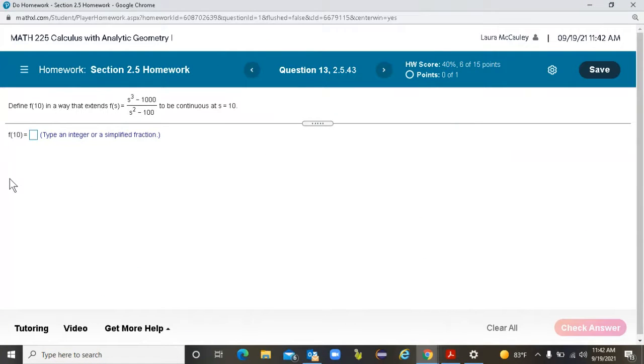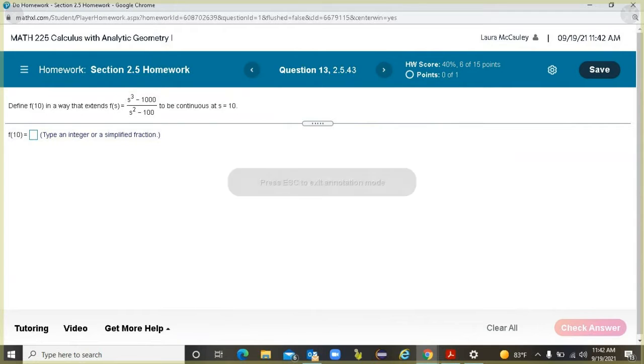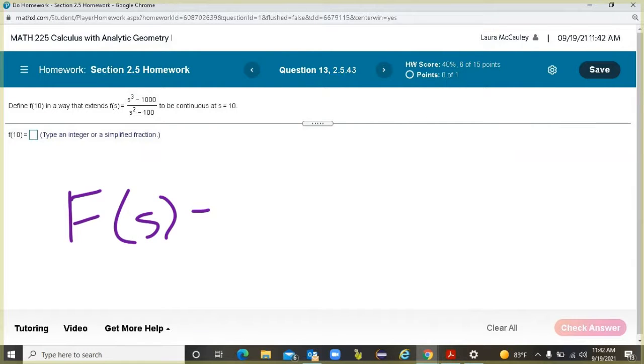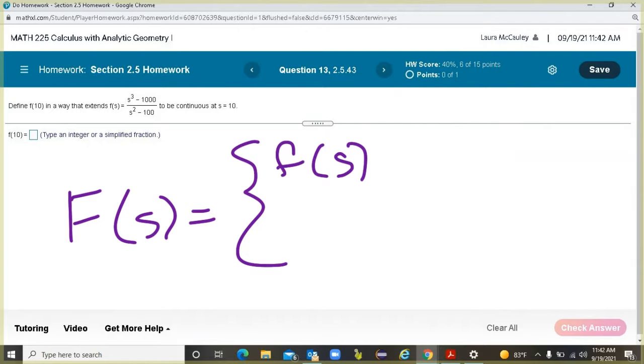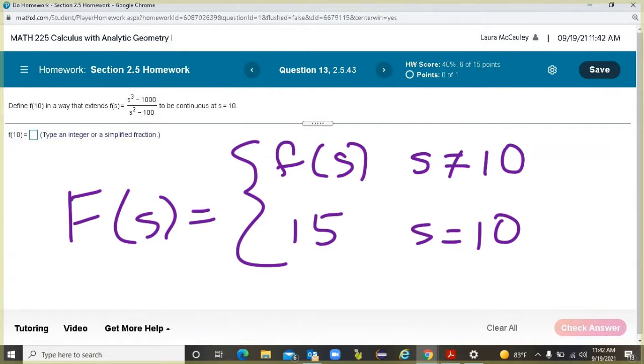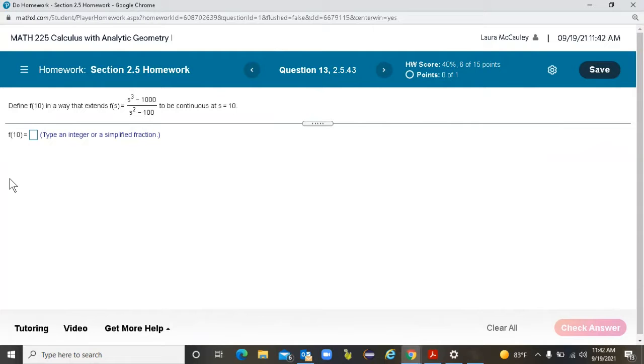So on paper, as a piecewise function, we usually make it a capital F, and we would say, okay, this is going to be f of s as long as s is not 10. And then if s is 10, we're going to plug that hole with a 15. So we'll do the regular function, and then at 10, we're going to plug the hole with 15.